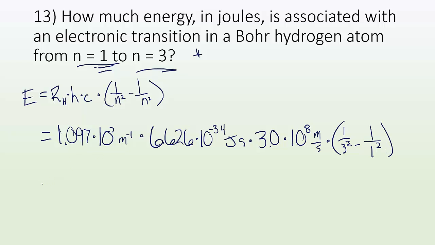Now I pick up my calculator and punch it in until I get the answer of 1.94 times 10 to the minus 18 joules. If you take a look, per meter times meter cancels, and second times per second cancels, so we're left with just joules. That's our unit.